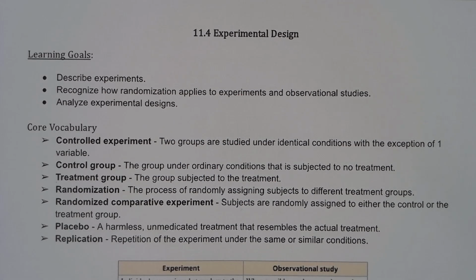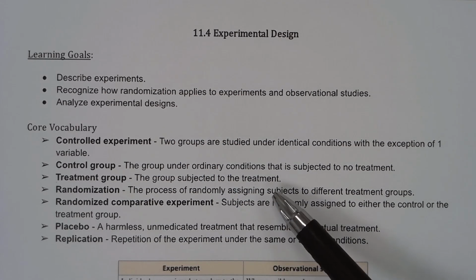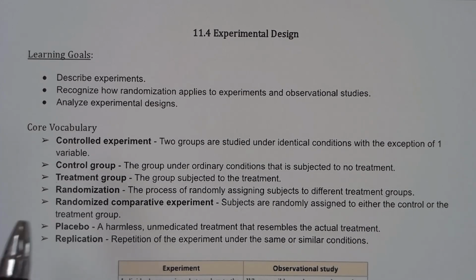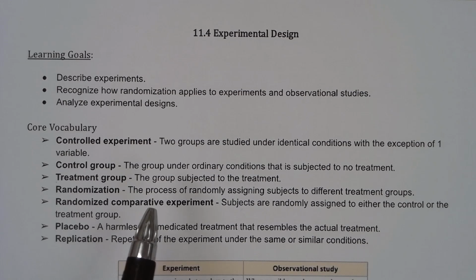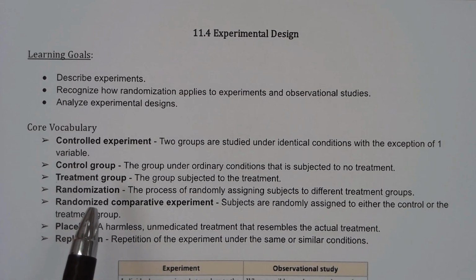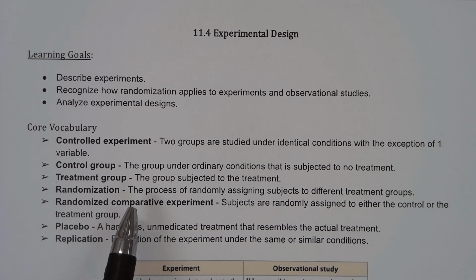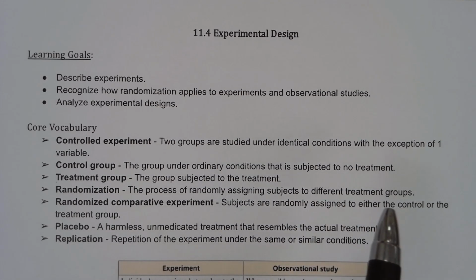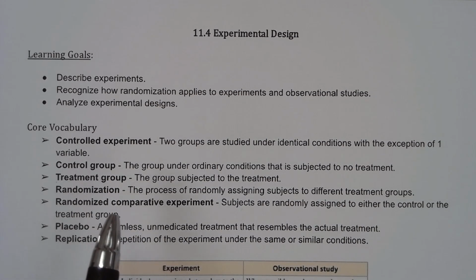Randomization is how we randomly assign subjects to different treatment groups. And then we say that a randomized comparative experiment, keyword randomized means randomization, comparative means we have two groups to compare. The subjects are randomly assigned to either the control group or the treatment group.